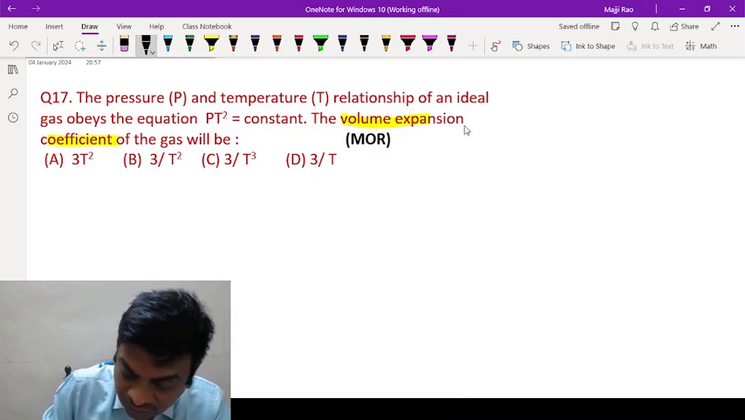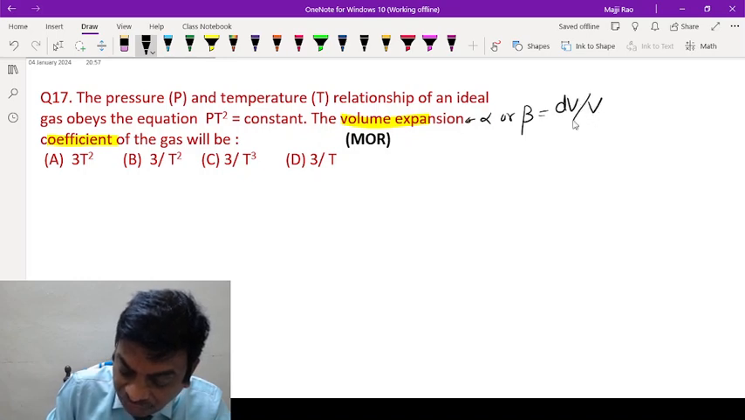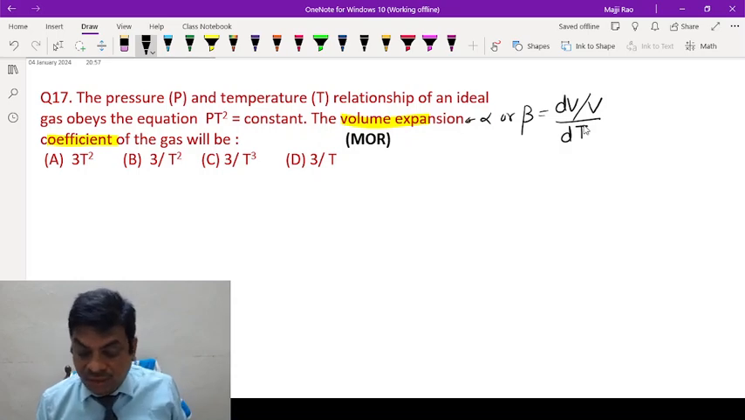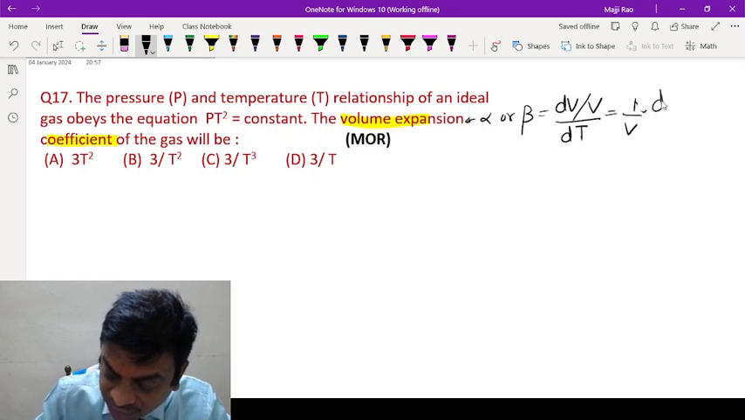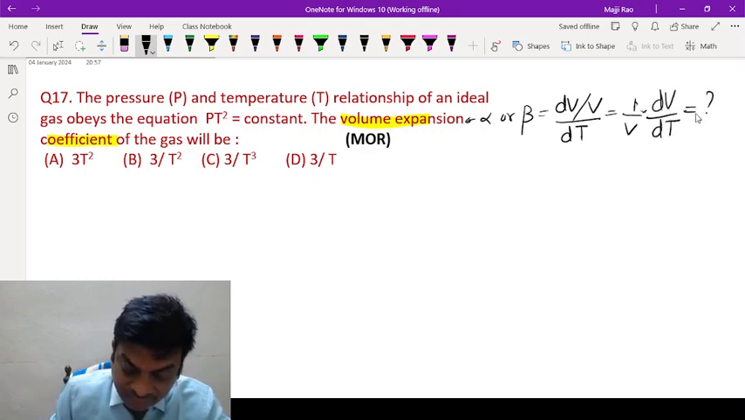You can denote it by alpha or beta, anything is okay. Volume coefficient of gas is the fractional change in volume per unit change in temperature. Okay, it is defined as the fractional change in volume per unit change in temperature. In other words, you can write it as 1 by V dV by dT. So this is what we have to find.